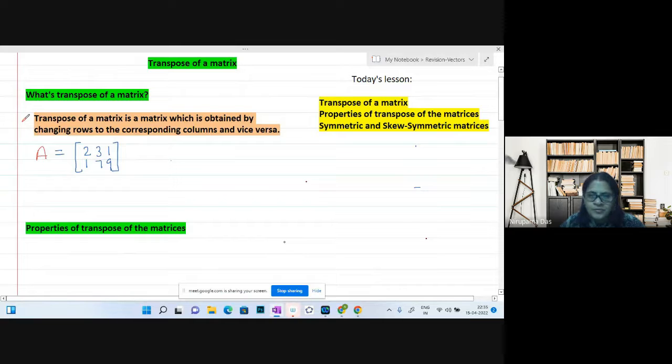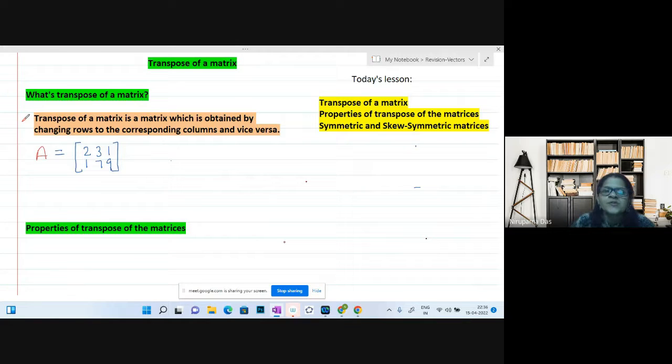And just to remind you what we have studied earlier: what is a matrix, order of the matrix, types of matrices, notations, representation of the elements, and how to compare two matrices, addition, subtraction, multiplication of matrices, right? So now we are going to study what is transpose of a matrix, properties of transpose of the matrices, symmetric and skew-symmetric matrices, right? And some questions.